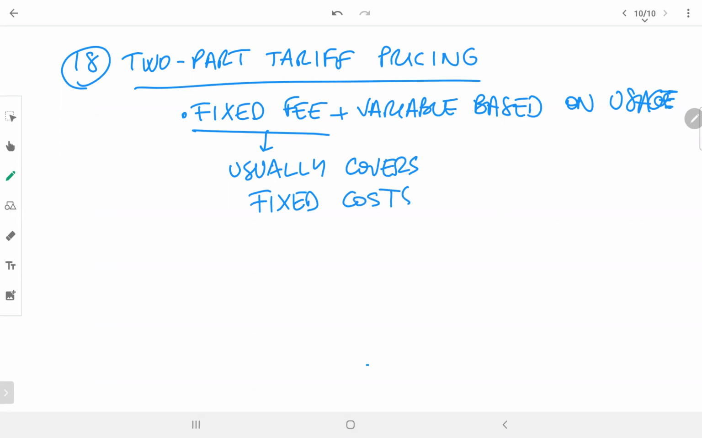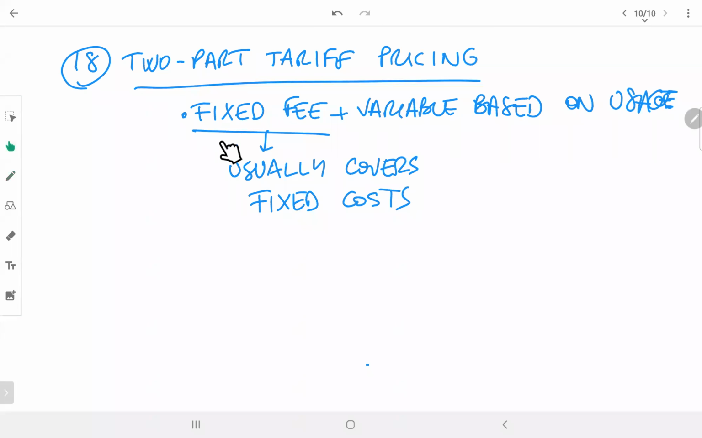A clear example is a taxi, not an Uber, a taxi. You stop a taxi in New York City, and just getting in and out, that's $5 or whatever it is, $3. And then it depends how far you go, that you're gonna be paying more or less. That's a two-part tariff price.